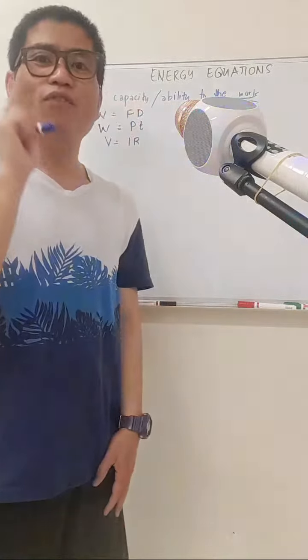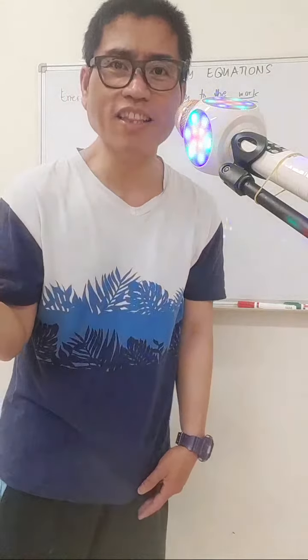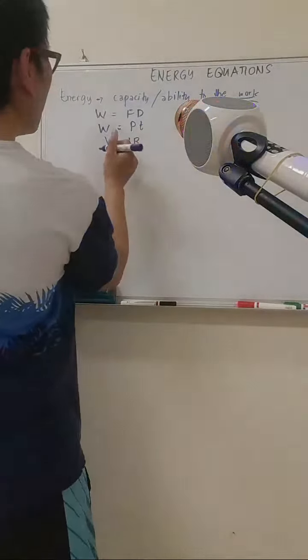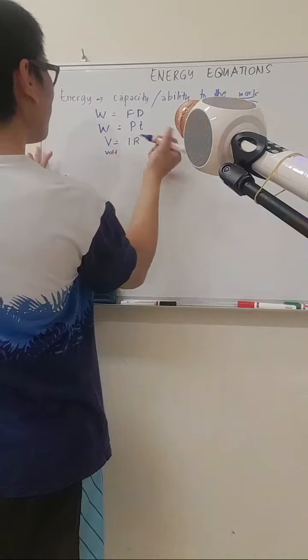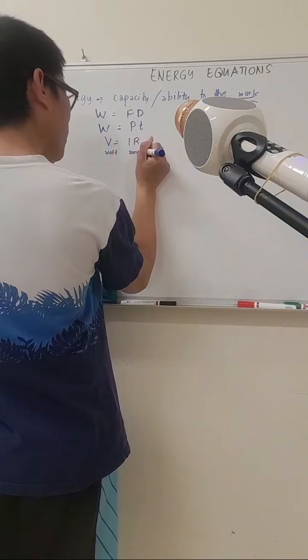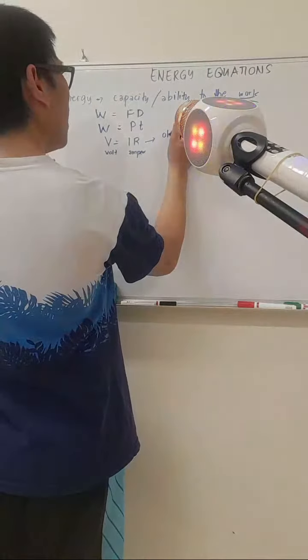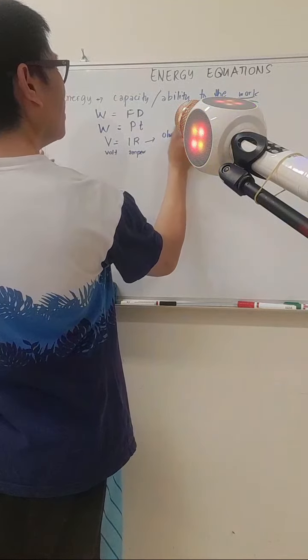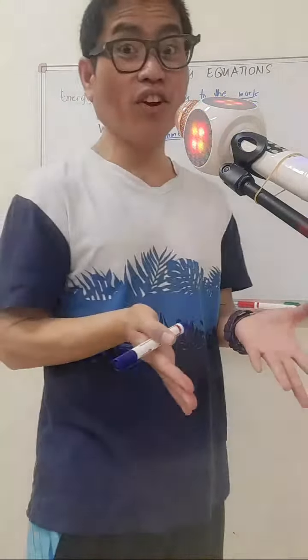Okay? Voltage is equal to current times resistance. Now, voltage is, of course, the volt. Current, I, is equal to the unit ampere. Resistance is ohms. Now, I have to introduce another value of ohms, not limited to only ohms.